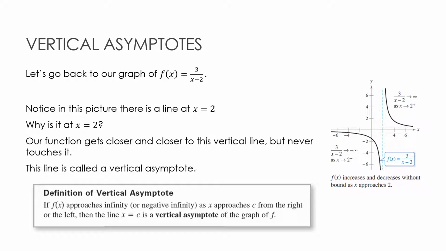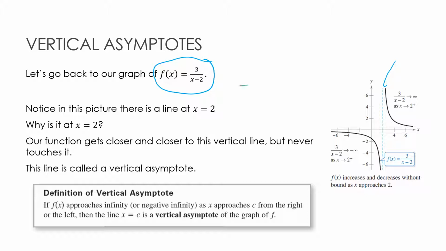Now, going back to our graph of f of x equals 3 divided by x minus 2. In this picture, notice I have drawn in that line of x equals 2, which hopefully we know is called an asymptote, and it's called a vertical asymptote in this case because it is a vertical line. Again, whenever we have a function that's going to approach infinity or negative infinity, typically we have a vertical asymptote.